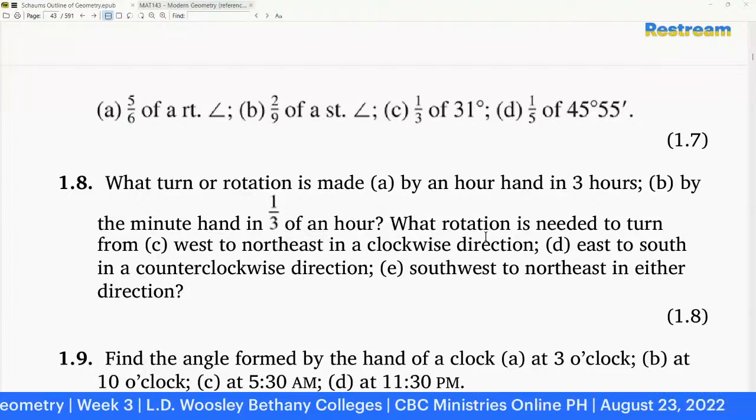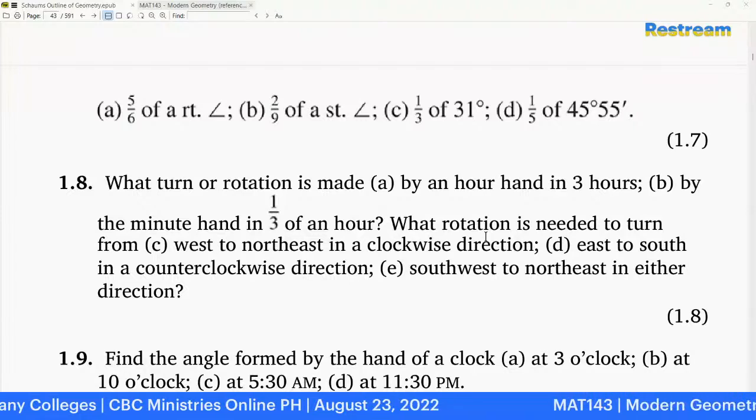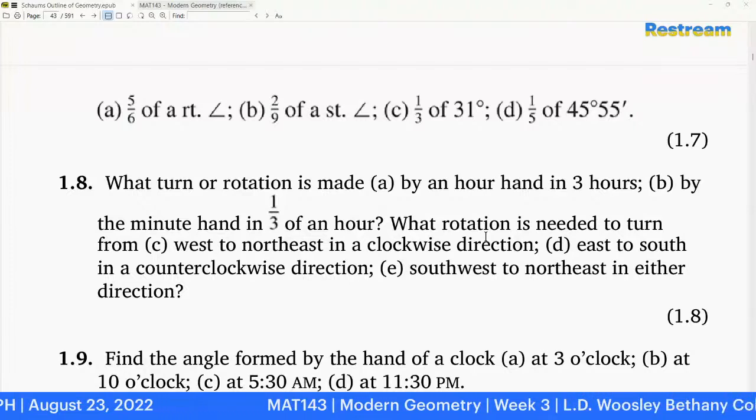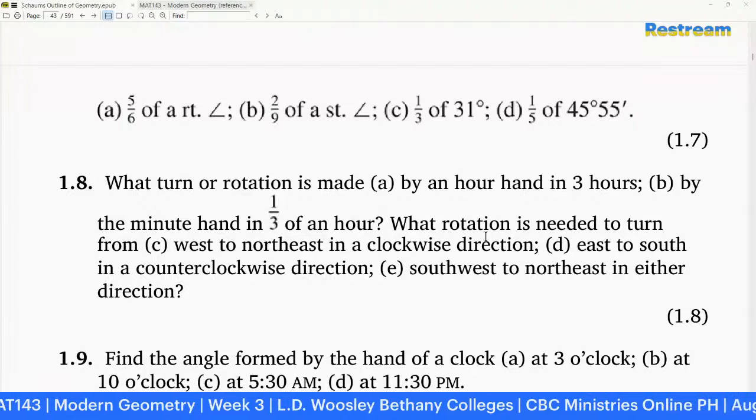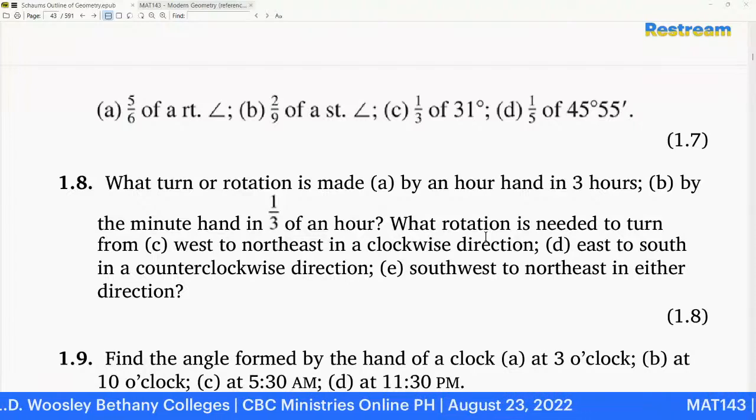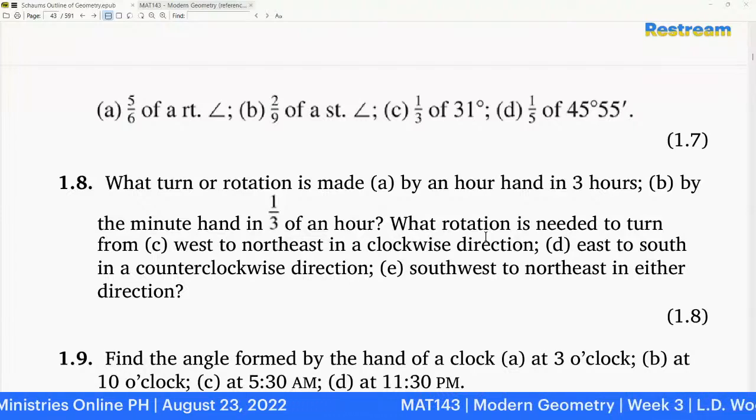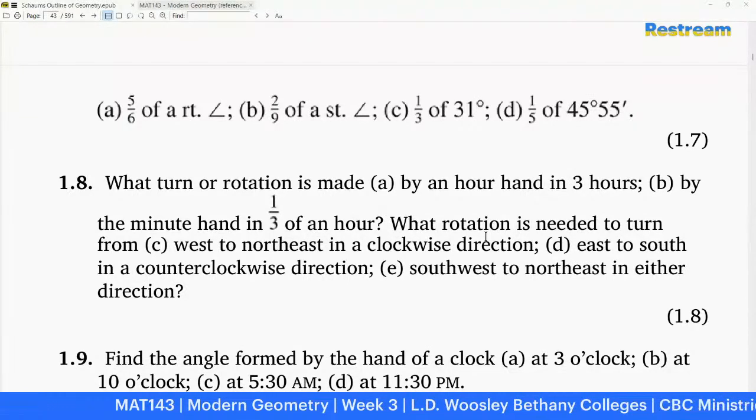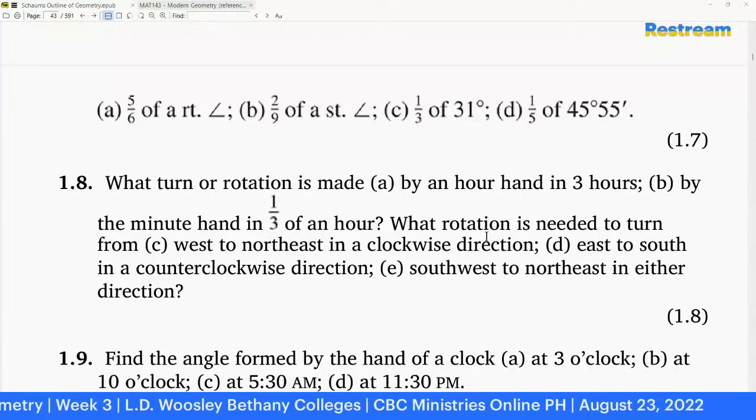Kung ang direction ay counterclockwise from east to south. 270, sir. 270. So, from east to south, counterclockwise. Baliktad kasi yung orientation ng camera ko, guys. So, kaya nalilito rin ako. So, east, south. So, 270 yun. 270. Ganun. 270 siya. Alright?